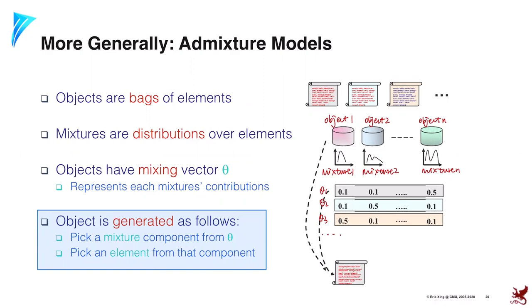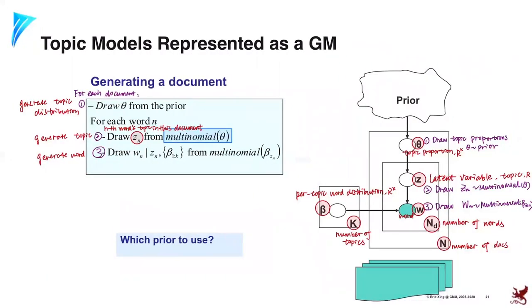And here's a graphical model of topic models. Suppose now we want to generate n documents. The process would be, for each document, we first generate the topic proportions theta from a prior distribution. So the first step is to generate this theta. And then we generate words one by one in this document, and each word is generated independently.